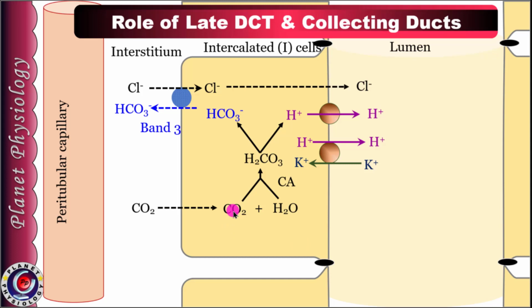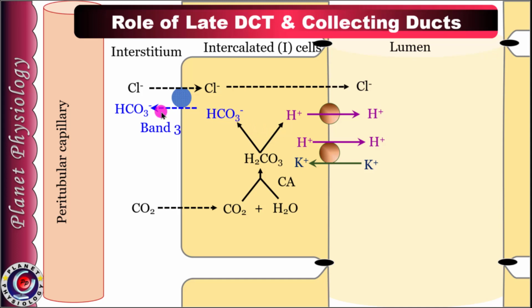Within intercalated cells, carbon dioxide combines with water to form carbonic acid. This reaction is facilitated by the enzyme carbonic anhydrase. Carbonic acid then dissociates into hydrogen ion and bicarbonate ion. Hydrogen ions are pumped out into the lumen by primary active transport process. The luminal border has hydrogen ATPases as well as hydrogen potassium antiporters.